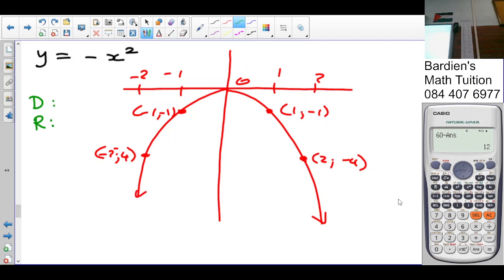Right, so what's the domain here? Negative infinity, positive infinity, not so? X is an element of all real numbers. What's the range? Does this graph exist at negative infinity? Yes, that's why the arrows are here. Negative infinity, yes. Where does it stop existing at? 0. So in other words, y must be less than and equal to 0.